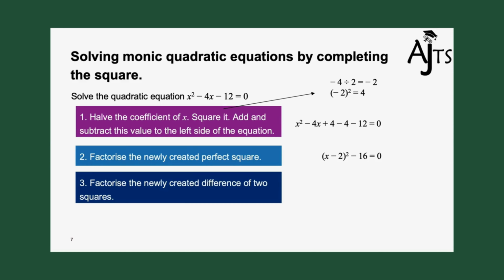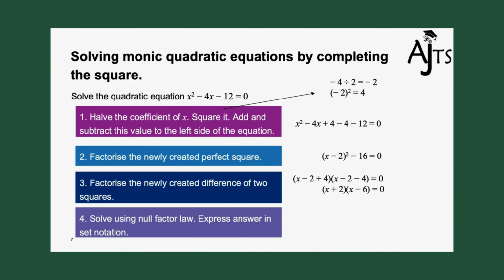Step 3. Factorize the newly created difference of two squares to give x plus 2 times x minus 6 equals 0, which are known as linear factors. Step 4. Solve for x using null factor law. That is x plus 2 equals 0 or x minus 6 equals 0, which give x equals minus 2 or x equals 6. Express answer in set notation. Solutions are x is an element of minus 2 and 6, which are our x-intercepts.